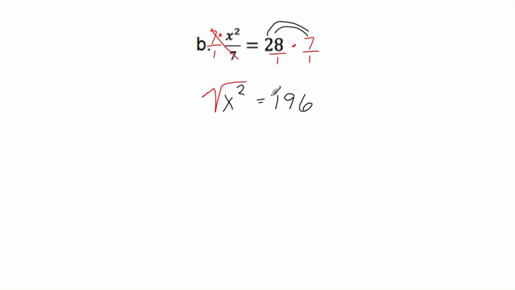Okay, now we have x squared, so we have to get rid of the squared part, so we're going to do the square root on both sides. Remember, always do the same thing on both sides. The square root and the square cancel, so I'm left with my x by itself, and then the square root of 196, you know, is 14.